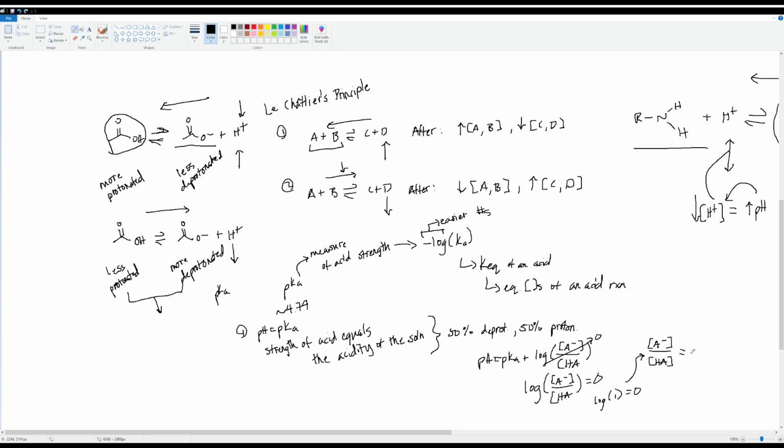And so by mathematical concepts, that means the concentration of the deprotonated over the protonated is equal to 1. And now we can multiply both sides of our equation by the concentration of HA. That'll cancel that out. And what we'll be left with is the concentration of A minus is equal to the concentration of HA. So that is how we mathematically show this relationship here.